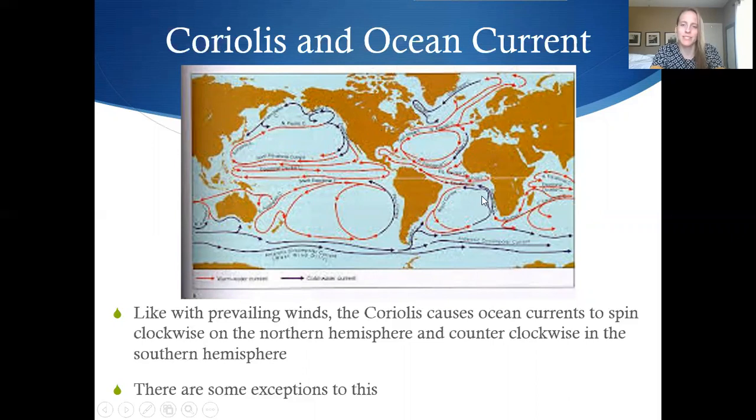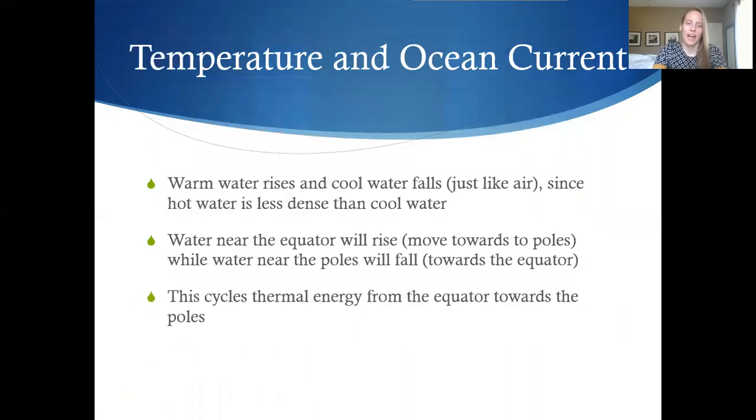Then if we go down to the south, most of these currents are going to be spinning counterclockwise, like this one here, this one spinning counterclockwise, this one spinning counterclockwise. And that's all just because of the Coriolis effect, the effect of how Earth spins on its axis.